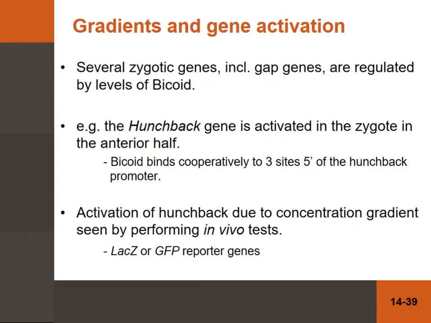So it was found that several of the zygotic genes, including the gap genes, are regulated by these gradients of bicoid. So for example, the hunchback gene that we saw on the previous slide is activated in the zygote in the anterior half of the embryo. And we saw that the bicoid protein binds to 3 sites just upstream, or 5 prime, of the hunchback promoter.